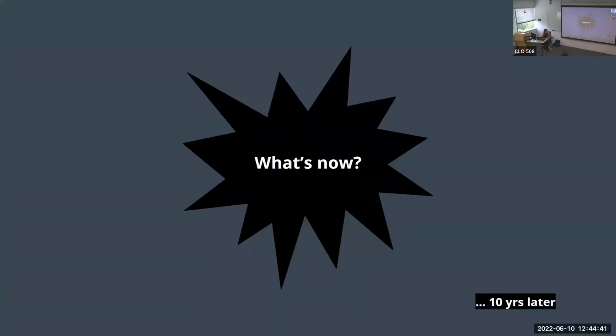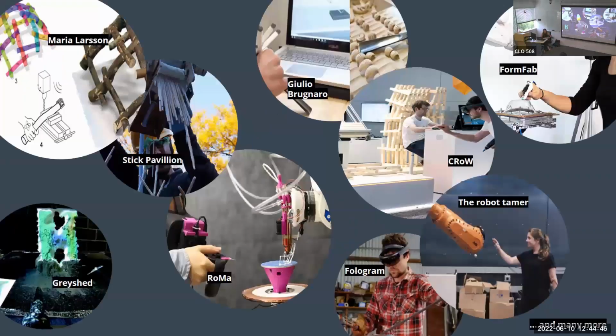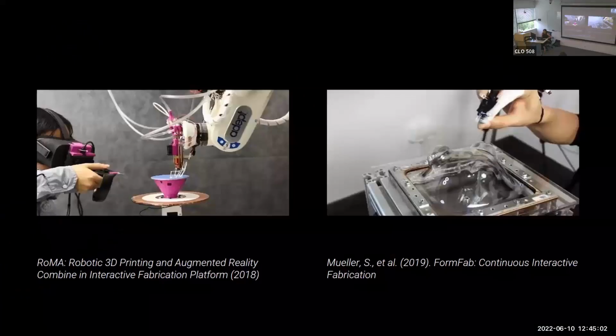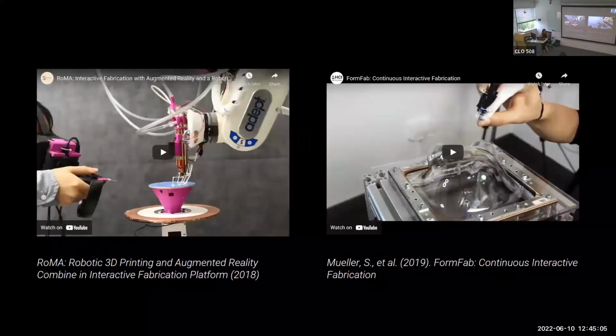A few years have passed since that, and actually many research groups in architecture and digital fabrication have started to look into research in the fields of human-computer interaction and human-robot collaboration, to bring these concepts further to architecture, design, and building. I just wanted to highlight two of them.